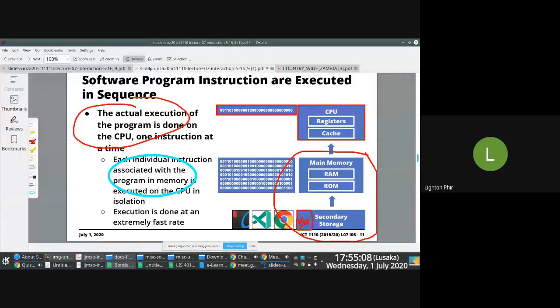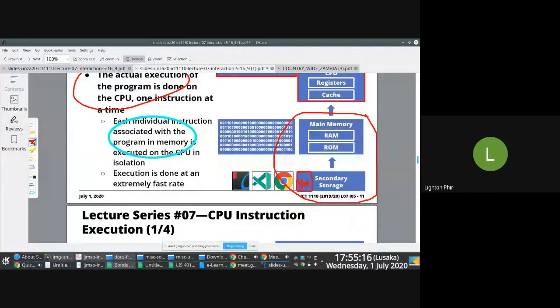Remember, this software we're talking about is nothing more than a series of instructions, these things here. Now, if it's a series of instructions, then it's very easy for you to determine which part you're going to swap into memory or swap out of memory. Does that make sense?